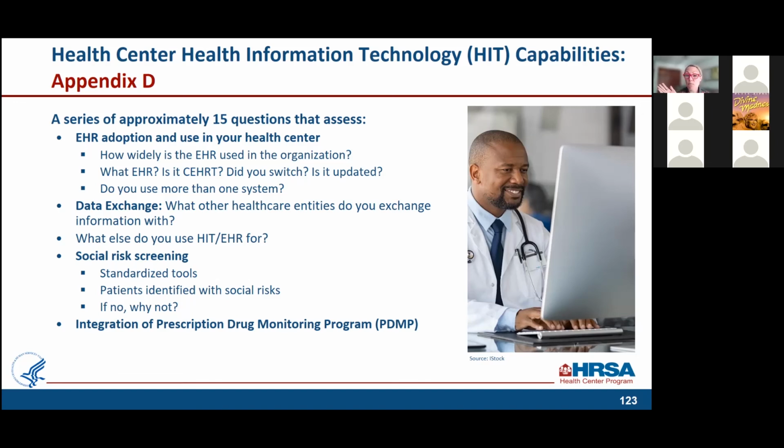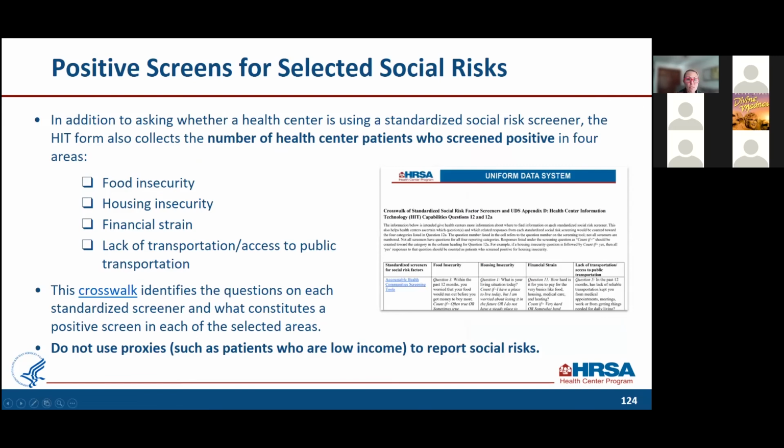Even if it's not completely uniform across your organization yet, you'll still select the tool from that list. And you'll report the number of patients who screen positive for 4 social risks. So you're going to report on patients who screen positive for food insecurity, housing insecurity, financial strain, and transportation barriers.